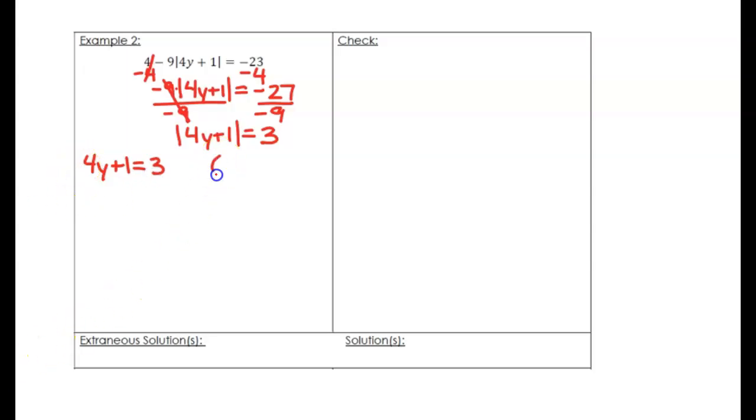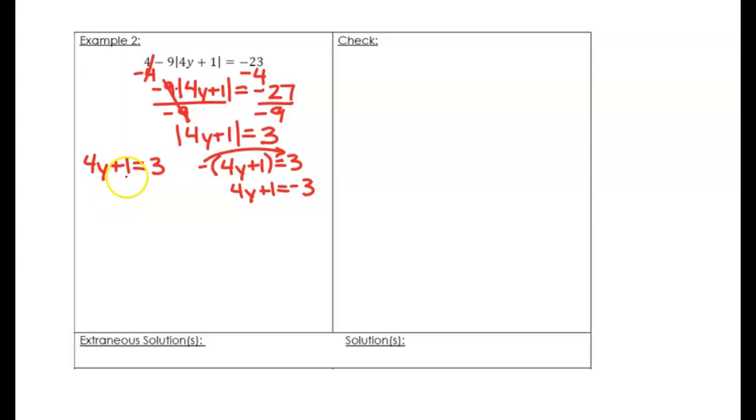Second equation, negative 4y plus 1 equals 3, which I can then convert to 4y plus 1 equals negative 3. Remember our little trick on the last problem where we were able to move this negative over to the other side. So next step is to solve my 2 equations.